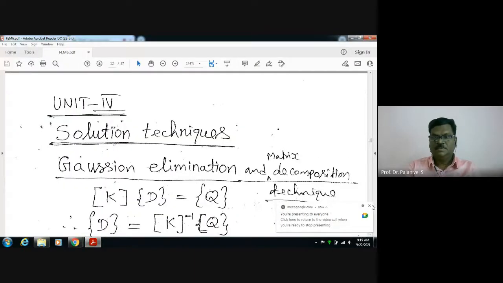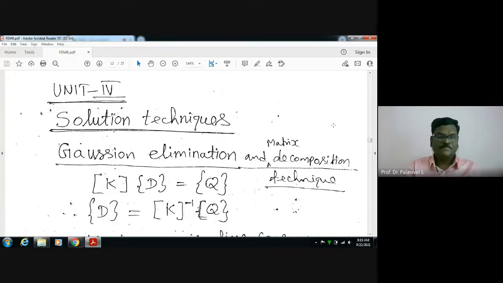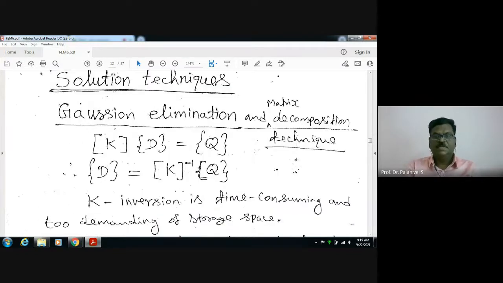Good. Today I'm going to discuss with you the solution techniques. Okay? Solution techniques. Actually, we have formed equilibrium equations. That is, global stiffness matrix into nodal displacement vector is equal to nodal force vector. That is called an equilibrium equation, a set of simultaneous equations written in matrix form.